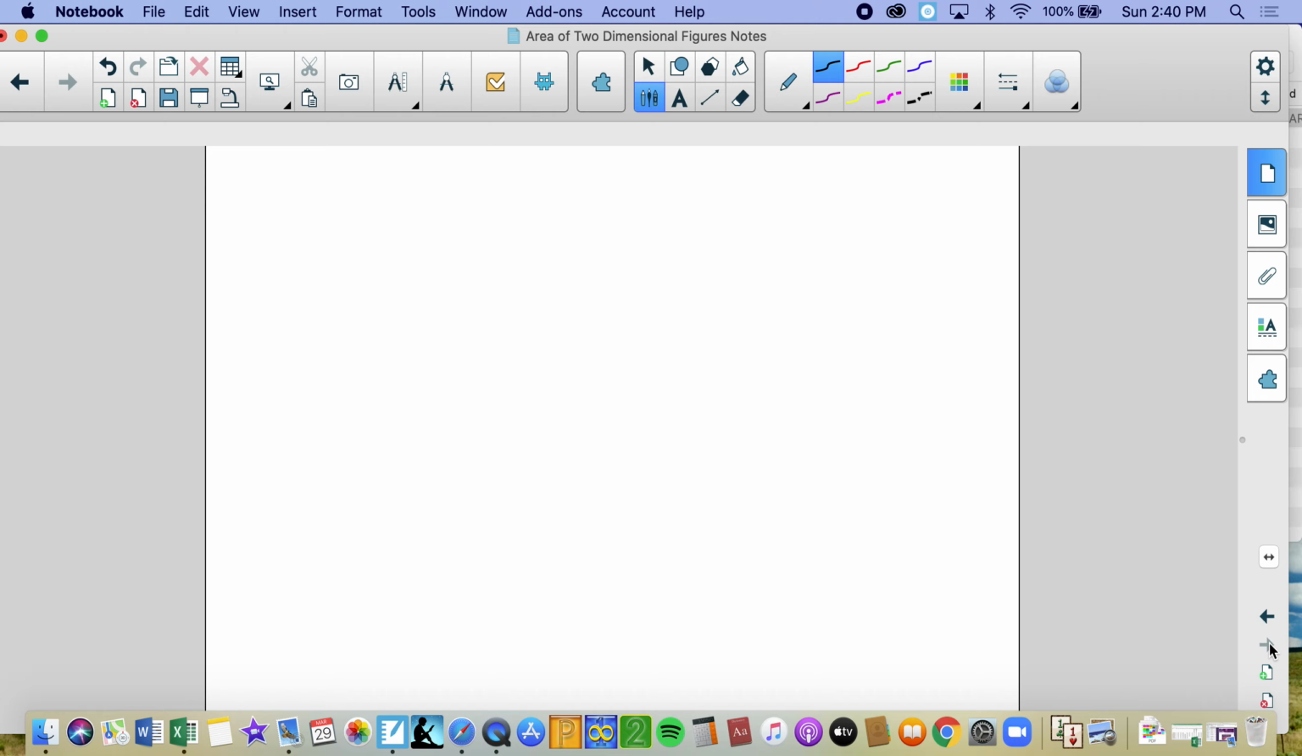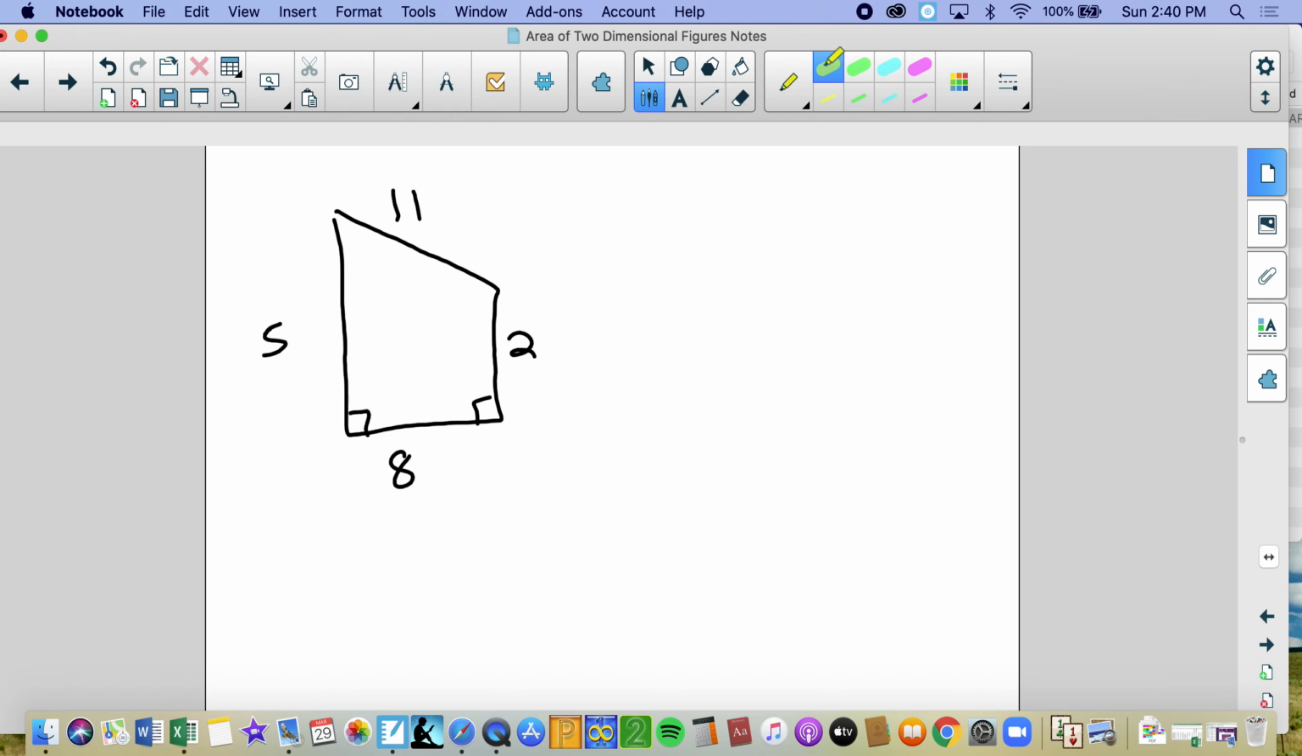One last trapezoid that I want to show you is this trapezoid. This is a common trapezoid that a lot of people mix up. If we have 5, 2, 8, and 11, here's a question: what are your two bases? Think to yourself. Is it 5 and 2? Is it 11 and 8? Your two bases in this example are going to be 5 and 2. They are the parallel ones. 8 and 11 are not parallel. So those are your bases.